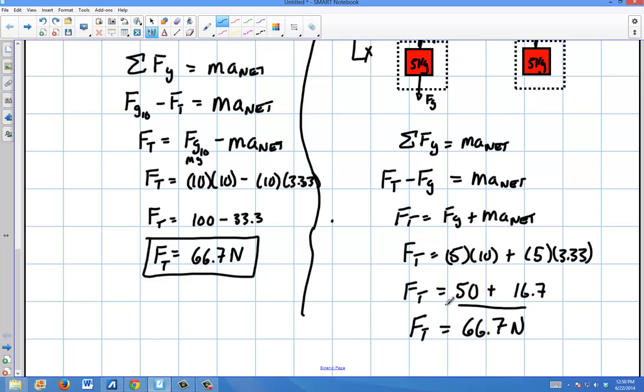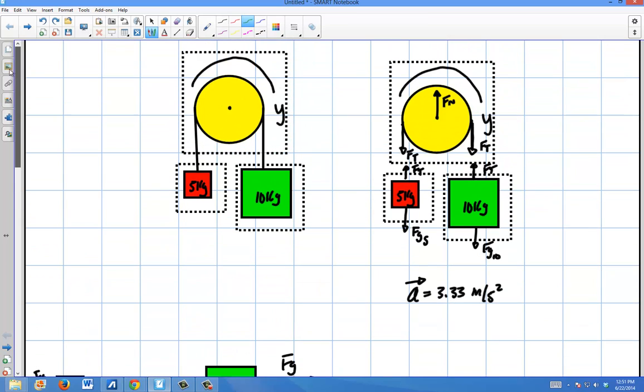Now, the important thing to see on this side is that the tension is actually more than the weight. Remember, the weight here was just 50. The weight here in this one was just 50, and the tension was more. On this one, the weight was 100, and the tension was less because it was accelerating down. So it just depends on which side you're on. If you're on the side that's going up, the tension is going to be more. If you're on the side that's going down, the tension is going to be less.